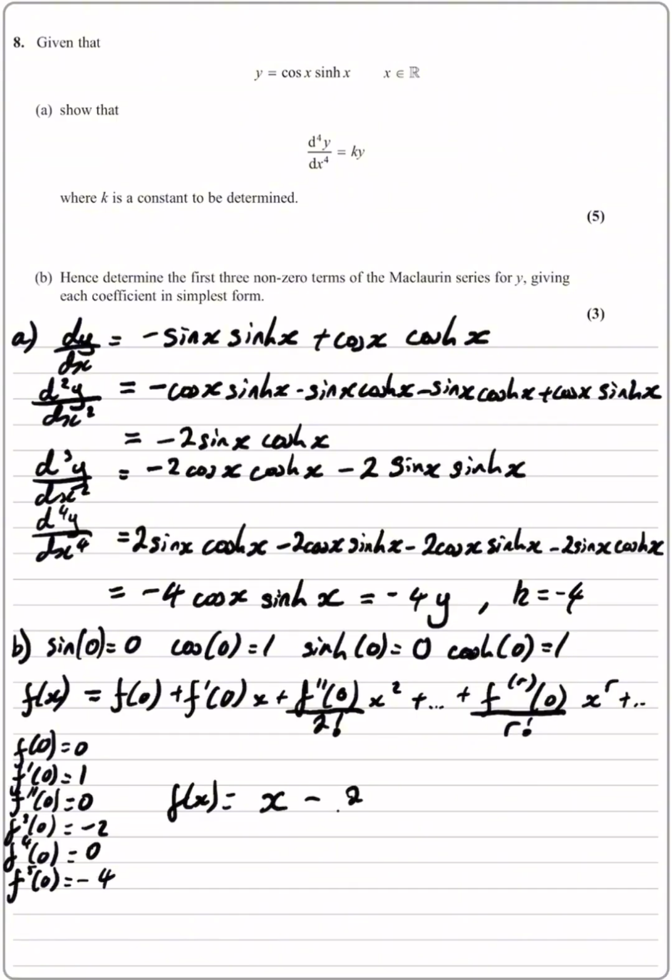So our Maclaurin series is going to be 1 lot of x, subtract 2 over 3 factorial lots of x cubed, subtract 4 over 5 factorial lots of x to the 5, which simplifies to x, subtract a third x cubed, subtract 1/30th of x to the 5. And there we go.